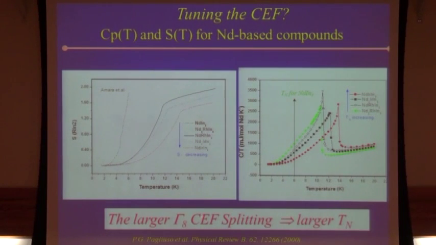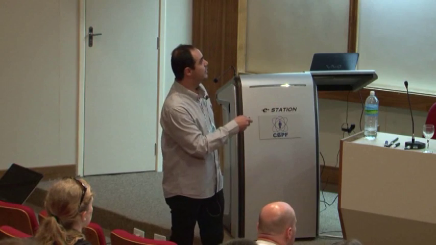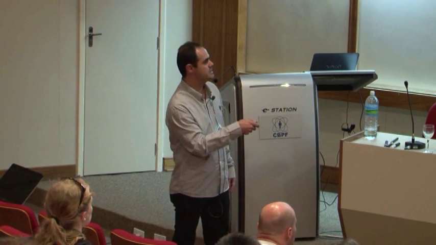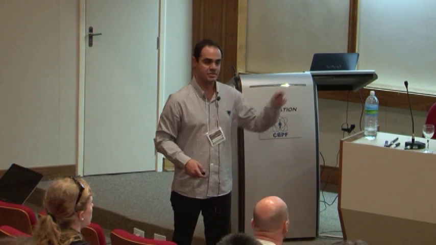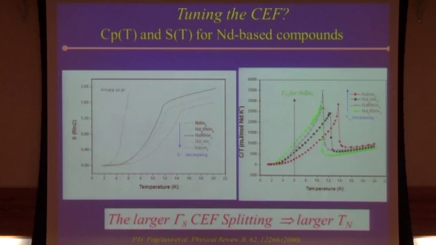So that means that the gamma 8, which is a quartet for neodymium, which is a ground state, and that's known, when you have the splitting of the gamma 8, T_N increases. So the larger crystal field splitting, the larger T_N. So T_N is being driven by the crystal fields. I have no Kondo here, right? So it's crystal field that is driving T_N, because I know J is not changing because I use the gadolinium, right?